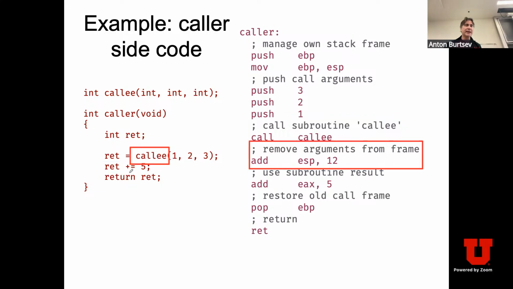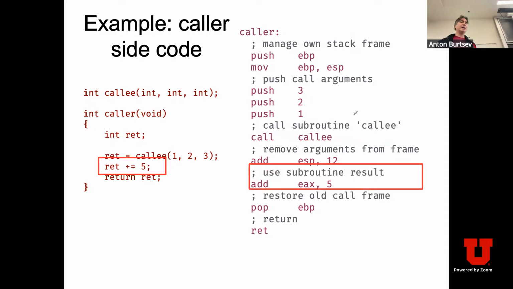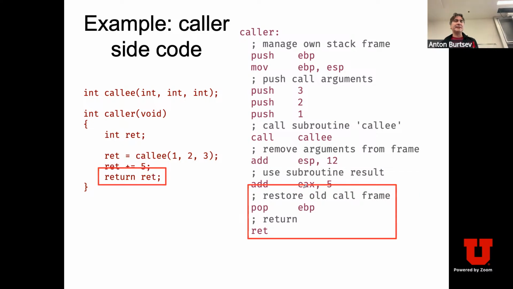We first deallocate the space which we allocated for those variables on the stack, simply by adding 12 to the ESP stack pointer, and then do the addition of 5 to the EAX register. The way addition works is that it takes EAX, adds 5, and saves the result in EAX. So the result is inside EAX. We restore the old stack frame, which is kind of symmetrical to what we did here.